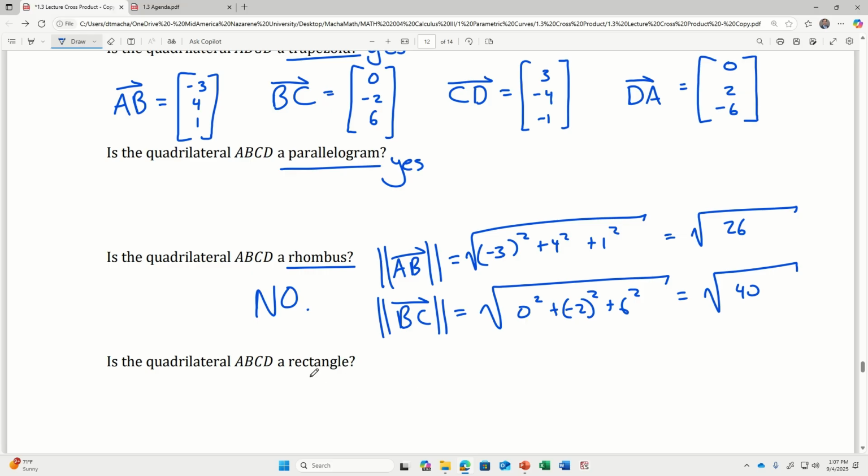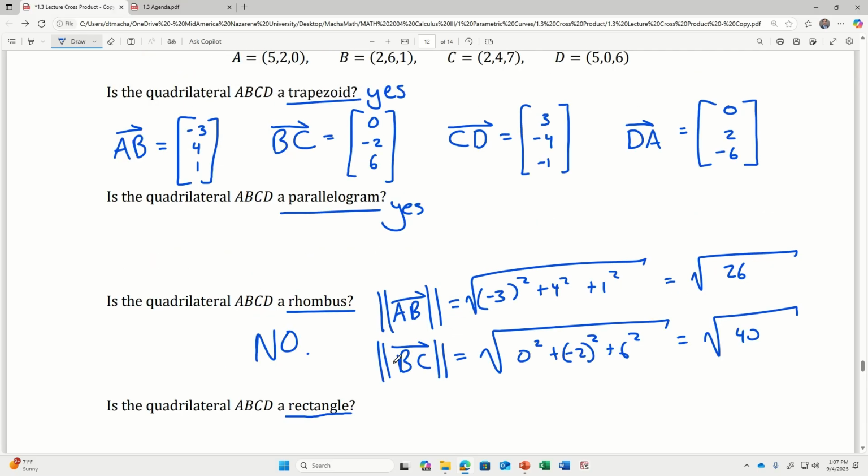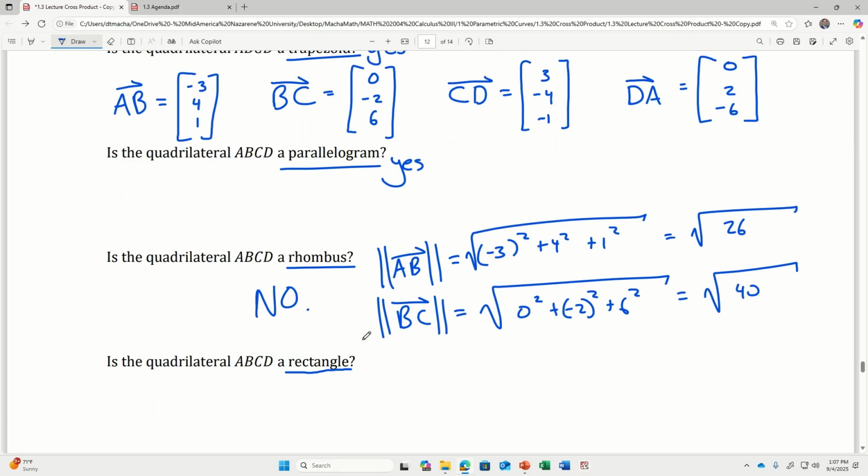Is this a rectangle? What's special about a rectangle? Yes. The angle between sides is 90 degrees in a rectangle. So I would want to test whether the angle between AB and BC is 90 degrees. And how can I test what this angle is going to be? How can I test whether it's 90 degrees or not? Perfect. If they're at 90 degree angles, they're perpendicular, that means their dot product has to be 0.